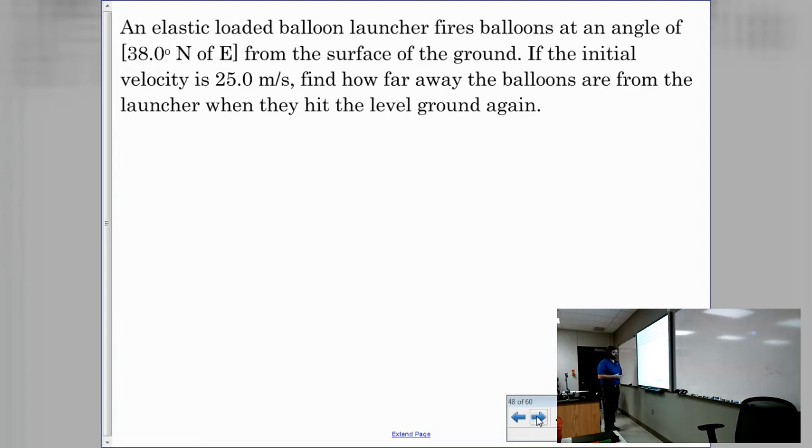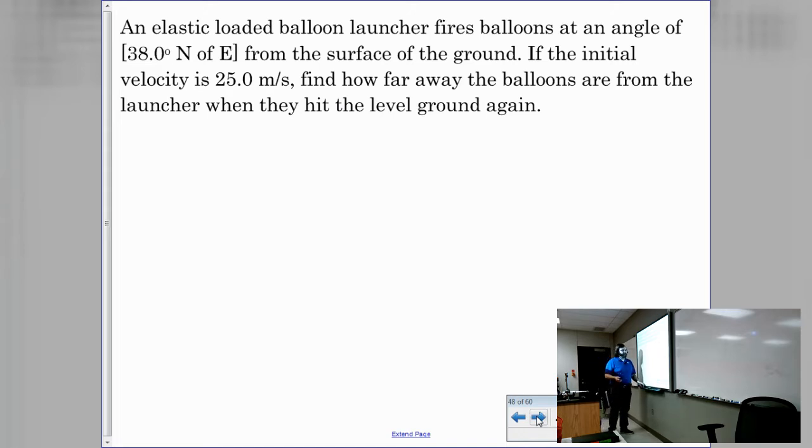Follow along with me, and here we're going to start with one about the range. An elastic loaded balloon launcher fires balloons at an angle of 38 degrees north of east from the surface of the ground. If the initial velocity is 25 meters per second, how far away are the balloons going to land from the launcher when they hit the ground again?